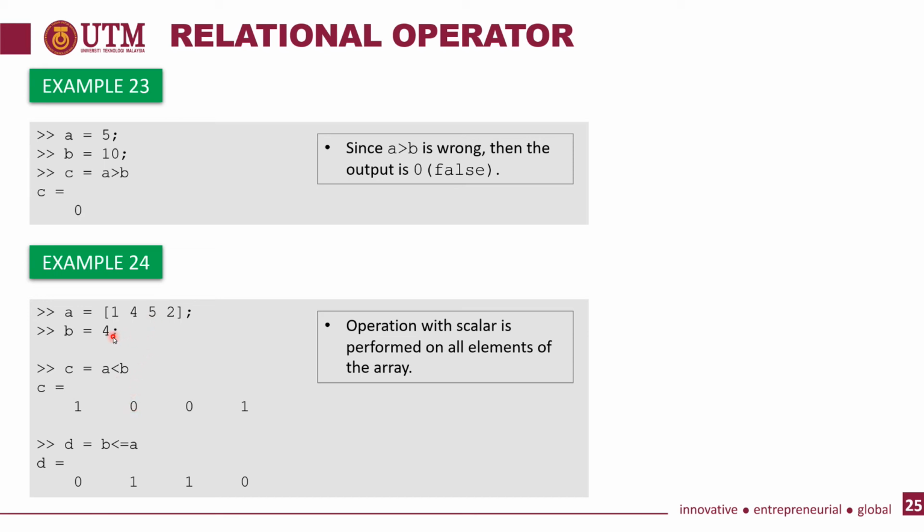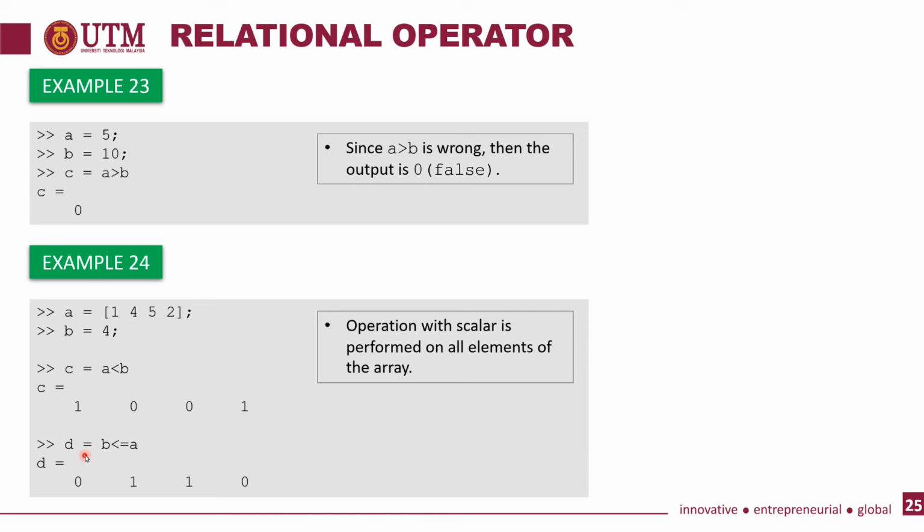Is 5 less than 4? No, it is incorrect and false, so it will return 0. Is 2 less than 4? Yes, it is correct, so it will return 1. So it executes the relationship between A and B, A less than B. When the statement is true, it will return 1. When the statement is false, it will return 0.